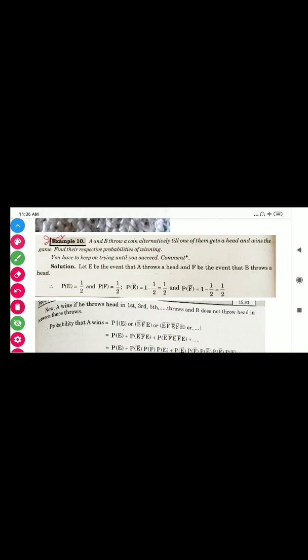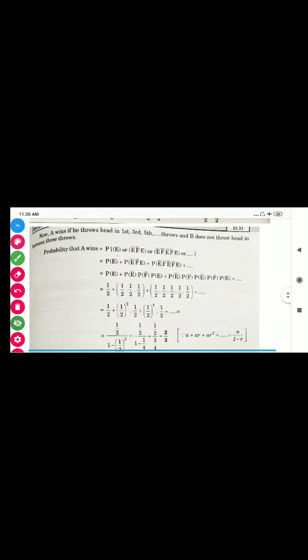Now A wins if he throws a head in the first, third, or fifth throw, because they are playing alternately. A will win either in the first position, or a head occurs in his third throw, or a head occurs in his fifth throw, because B gets the turn at the second, fourth, sixth and so on. So here the probability that A wins means the probability of E or the probability of E complement, F complement, E.